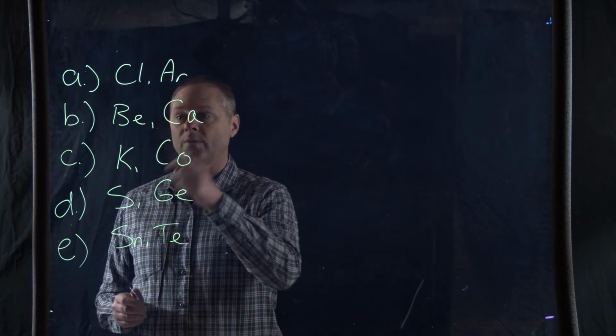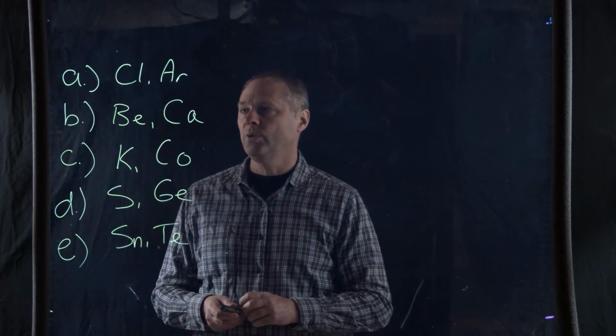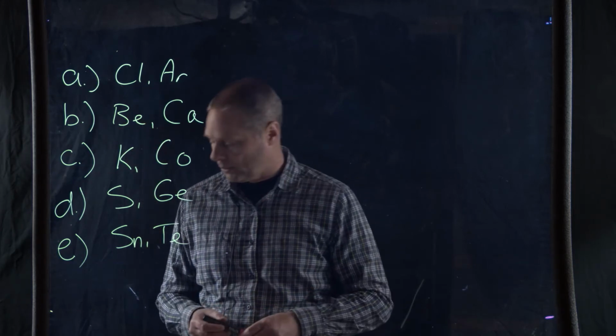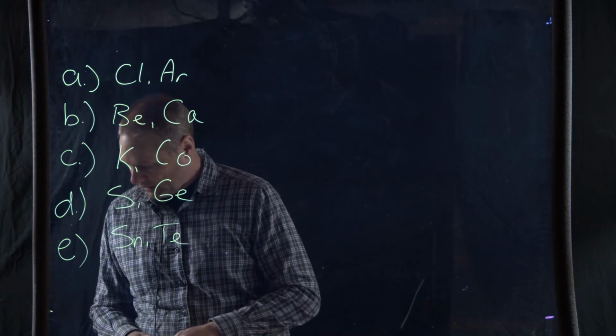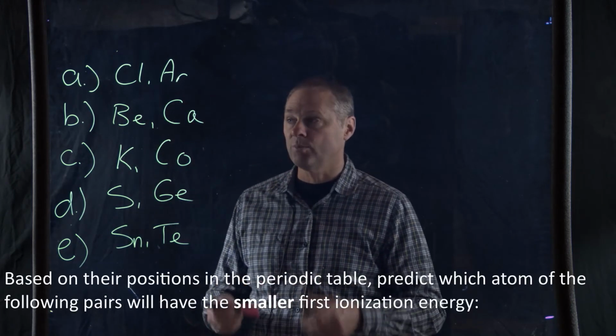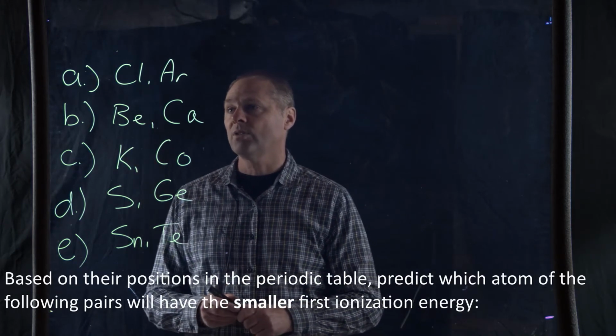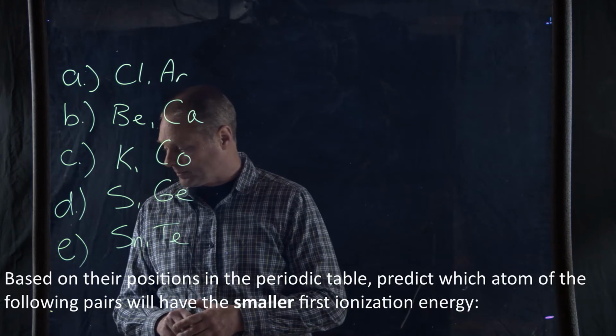So what we have up here is 5 examples. Each example is going to have 2 different elements. We need to figure out which one will have the smaller first ionization energy. So we're trying to circle the one that has the smallest first ionization energy. So the first example we have is chlorine and argon.